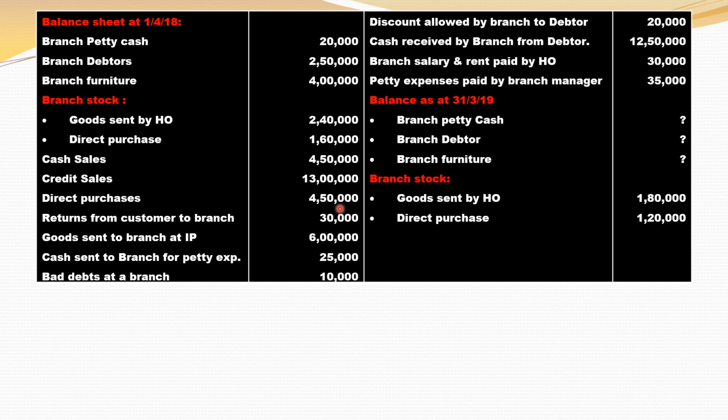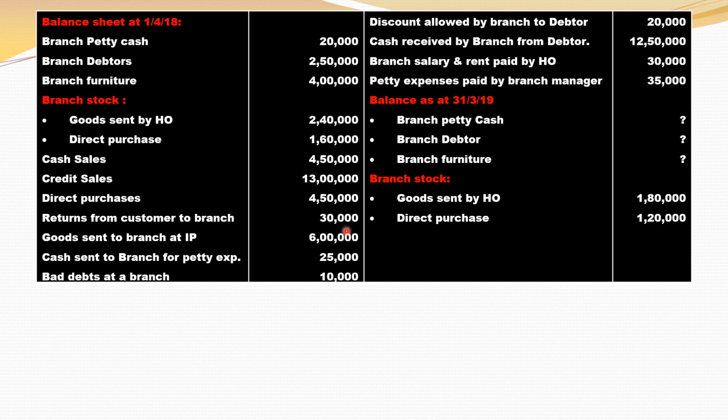Direct purchases 4,50,000. It means whenever you purchase you need to pay. So deduct this payment from the cash payable to head office. So students, what generally you pay to head office? You pay cash sales, cash received from debtor to head office. So before you pay the head office, deduct this amount so that you can pay for purchases, and the net amount is payable to head office. So 4,50,000 should be deducted from the amount payable to the head office.